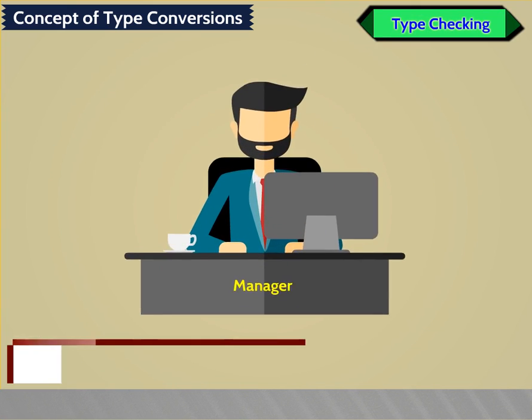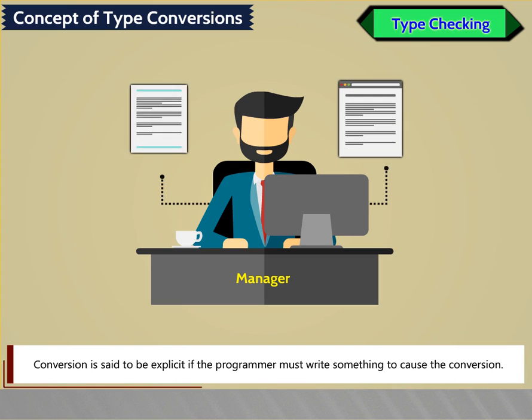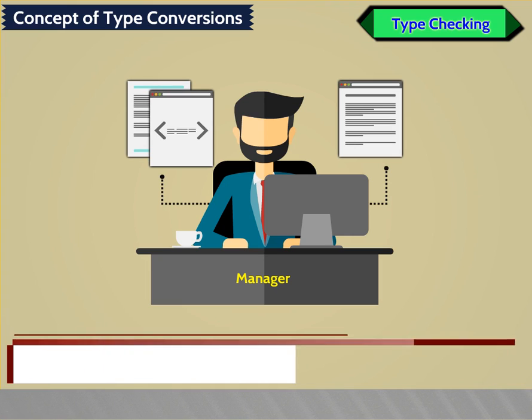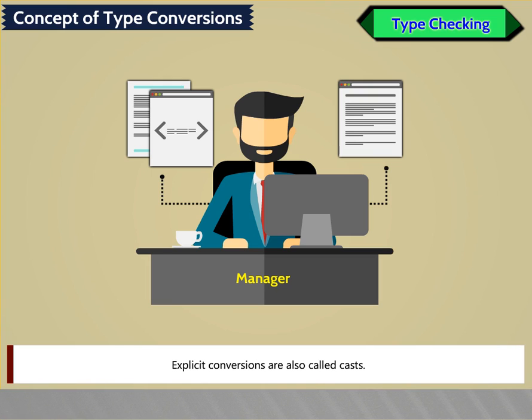Type checking. Conversion is said to be explicit if the programmer must write something to cause the conversion. Explicit conversions are also called casts.